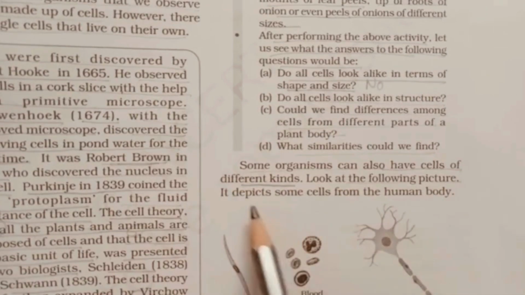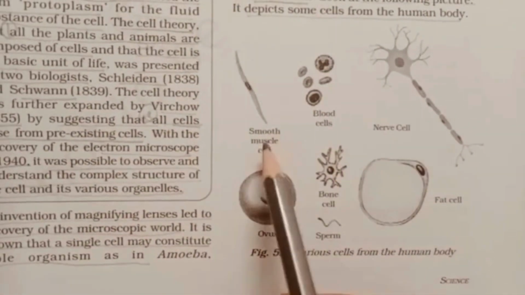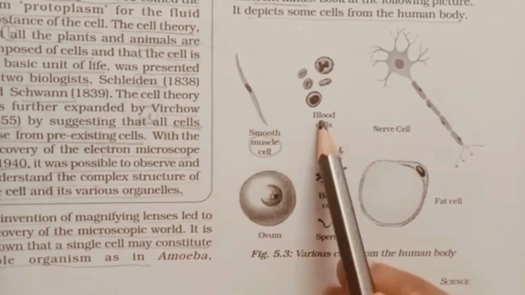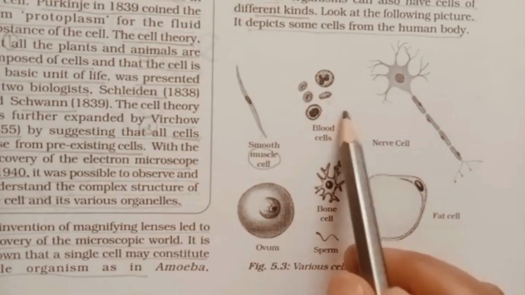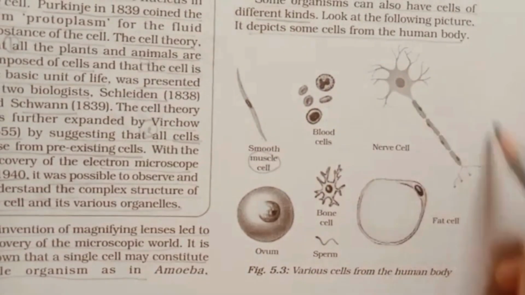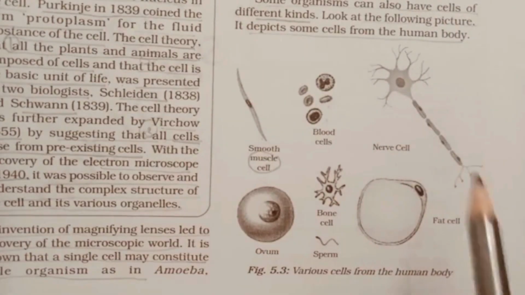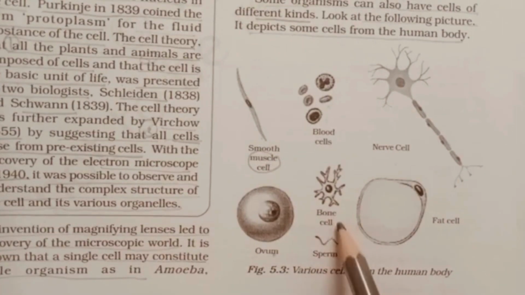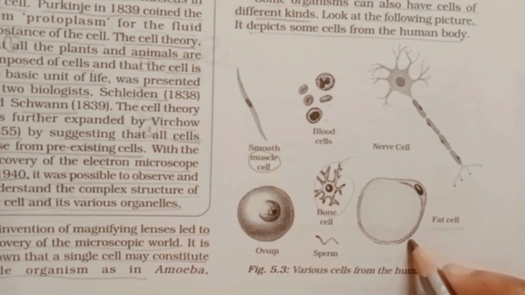Look at the following pictures. It depicts some cells from the human body. So these are the cells that we have. Smooth muscle cells, हमारे muscle cells ऐसे होते हैं, spindle shaped. Blood cells are round. All of these are nothing but the WBCs and the platelets that we have. Nerve cells, see the structure. That is the reason they were saying कि सारे structure same होते हैं. नहीं, structurally different होते हैं. This is ovum, sperm. This is our bone cell, very nice and beautiful one. And then we have our fat cells.